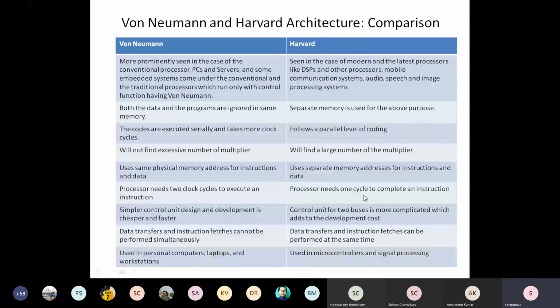Simpler control unit design and development is cheaper because you have fewer buses to take care of. But here you have 2 buses to take care of, so control unit operation is complicated. Data transfer and instruction fetches cannot be performed simultaneously because you don't have supporting hardware. Here, data transfer and instruction fetches can be performed at the same time because you can access them separately and simultaneously. Okay, used in microcontrollers and signal processing, and used in computers.